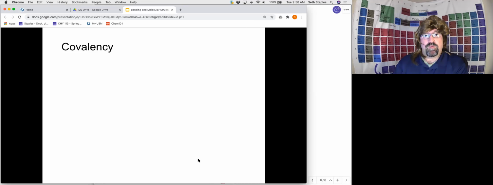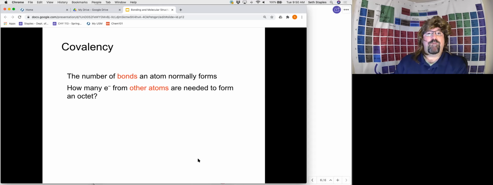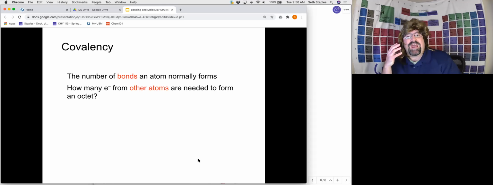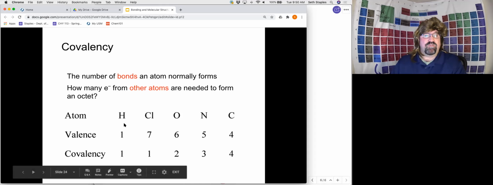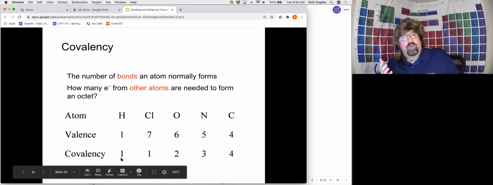Another thing to think about when we're making our Lewis structures is what we call the covalency, which is the number of bonds that an atom typically wants to form. And so we look at how many electrons from other atoms are needed to form an octet. Now, there can be exceptions to these, and we're going to see some exceptions to these, but looking at the covalency is a good place to start when you're looking at making Lewis structures of compounds. So for instance, hydrogen has 1 valence electron. That means it has a covalency of 1 because it only wants 1 more electron in order to fill its valence shell.